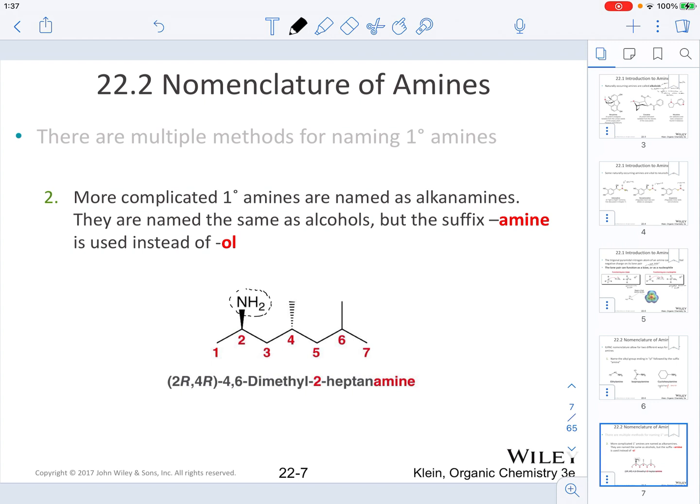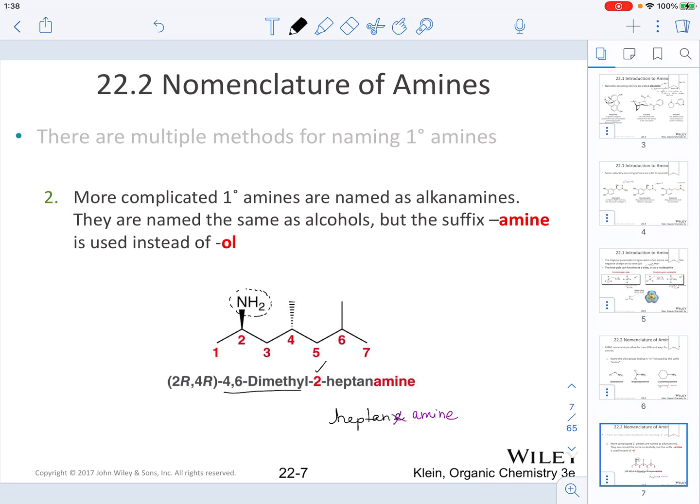Here we're going to find the longest carbon chain, which is going to be 7. If you write the alkane name for that 7 carbon chain, at first you will think heptane. All we're doing here is deleting the E and adding the word amine. We are given the location of the amino group, the NH2, which is why we have a number 2. And in this molecule, the 4,6-dimethyl illustrates the location of the substituents.